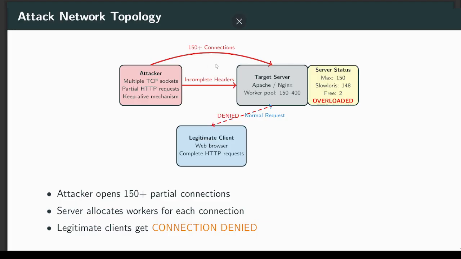In this slide, I'm demonstrating that 150 plus connections have been established by the attacker, and the legitimate client is not able to connect to his or her desired server. So that's about the network topology.